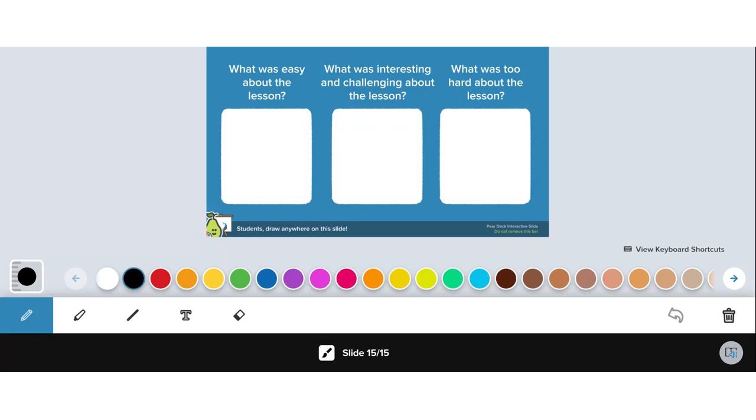All right, please finish up your thoughts here. I'm going to set this to student paced, so it may kick you to the end, or to the beginning, I should say.